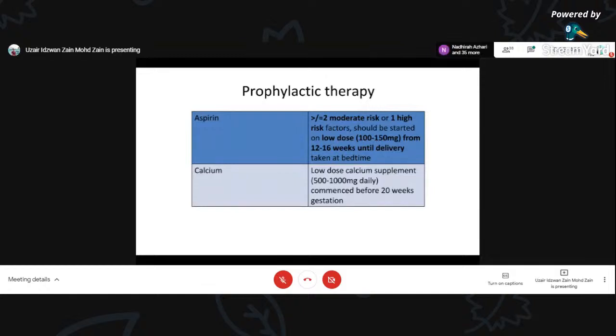But in practice, if you go to the ward, you go to KK later on, if you have a posting in klinik kesihatan, you will see that even if they have been diagnosed with preeclampsia at maybe 20 weeks or after that, or they make booking after that with risk but not yet diagnosed with any preeclampsia, they will still be given this prophylactic therapy. I'm not sure why, but you'll see, and if you get the chance to ask, you ask lah. Okay. And also, we should give them a low dose calcium supplement. Okay, that should be commenced before 20 weeks gestation.